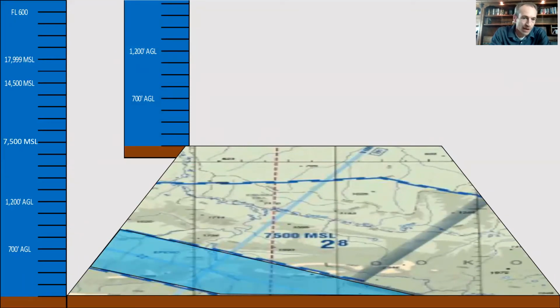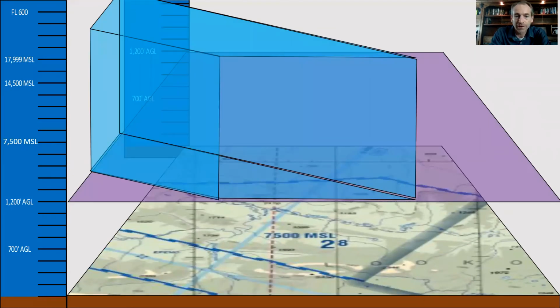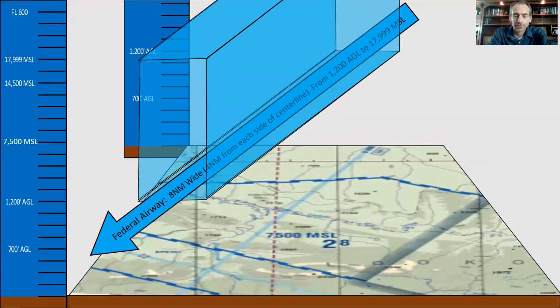Also, we can see that there's a couple Federal Airways running through that. And so that floor is going to remain the same at 1,200, and it's going to go up to 17,999 MSL. And even though that Federal Airway cuts through a Class E airspace that has the floor of 7,500 feet MSL, it will still have a floor of 1,200.